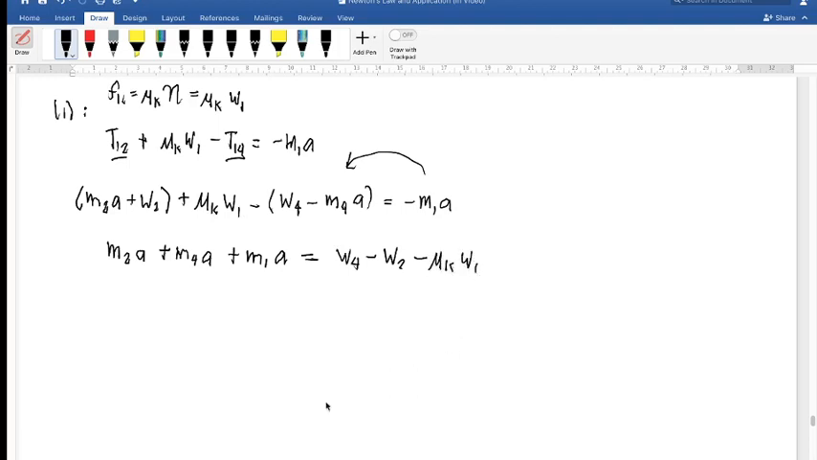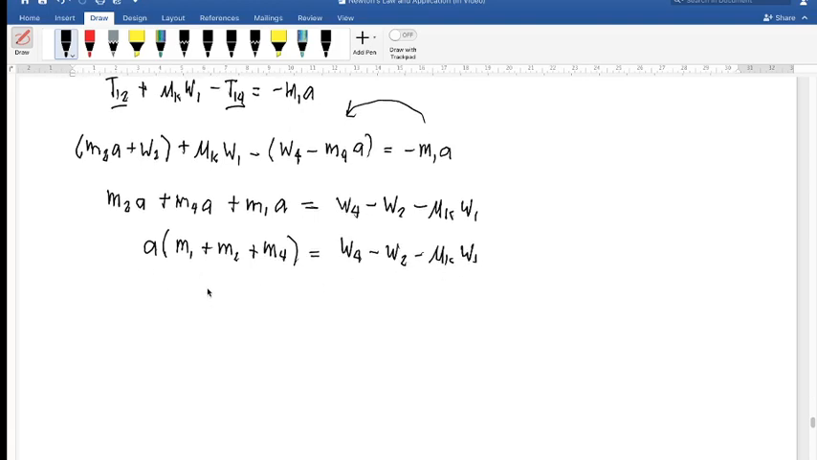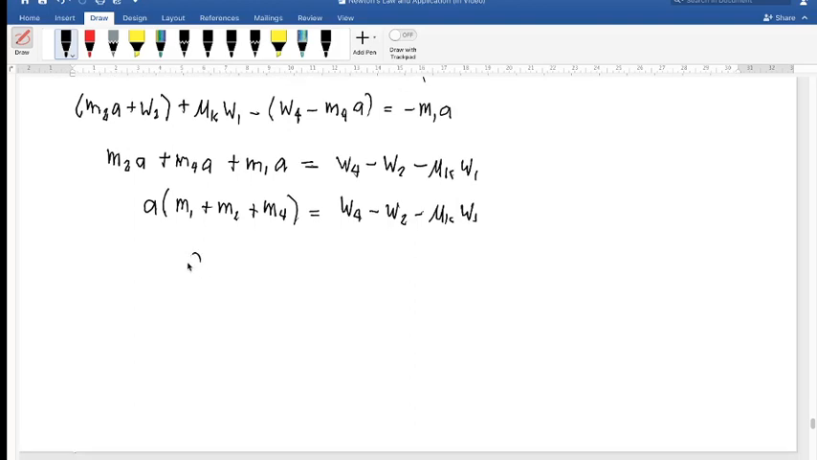Okay? So then the common factor is a, so we can put a outside. We have m1 plus m2 plus m4, and that is equal to the weight 4 minus weight 2 minus mu k weight 1. Then divide both sides by m1 plus m2 plus m4. So your a is equal to weight 4 minus weight 2 minus mu k weight 1 divided by mass 1 plus mass 2 plus mass 4.